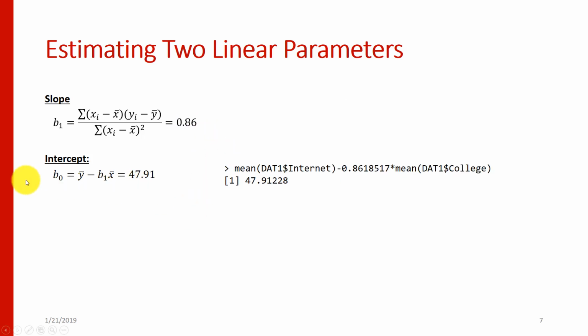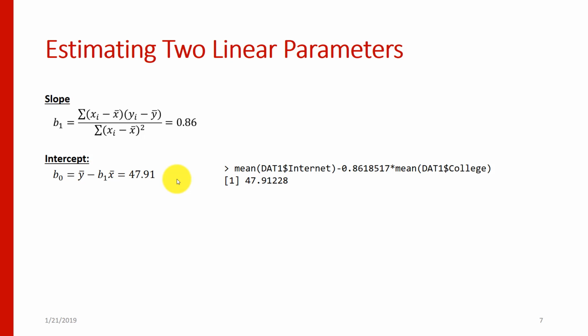Finally, if we want to calculate the intercept, then we're going to take the average y minus the slope times the average x. So we can do that in R by taking the mean of the internet variable minus our estimate of the slope times the mean of the college variable, right? So the average y minus the slope times the average x, and that leaves us with 47.91228, or going to two decimal places, 47.91.